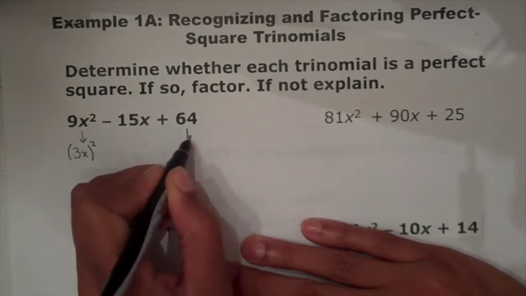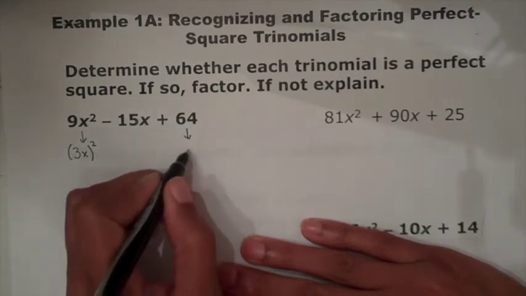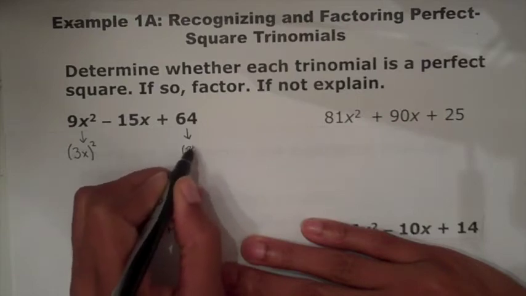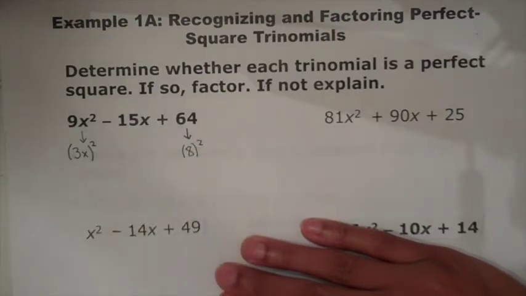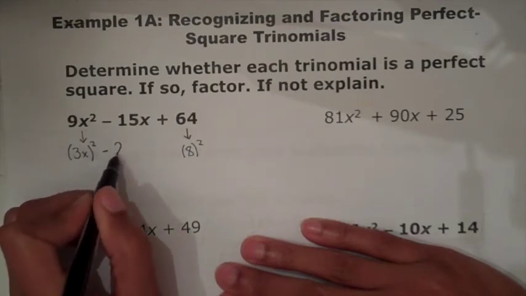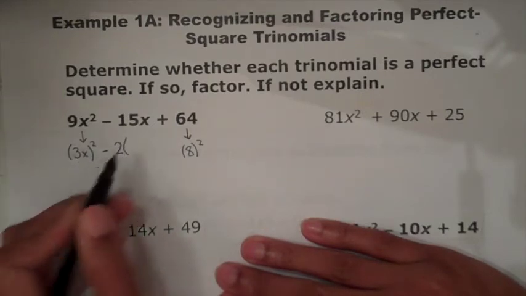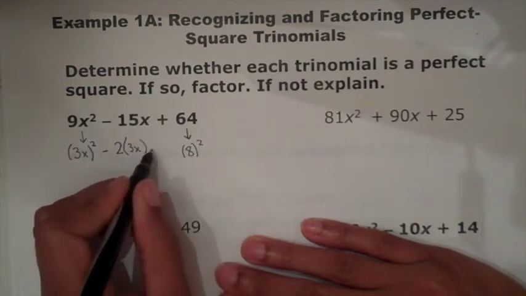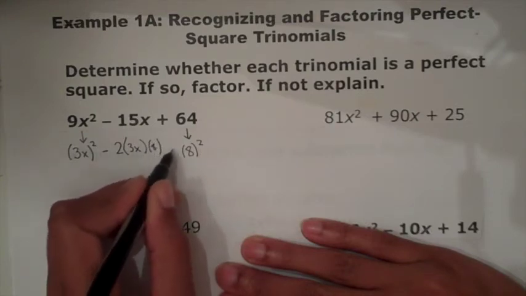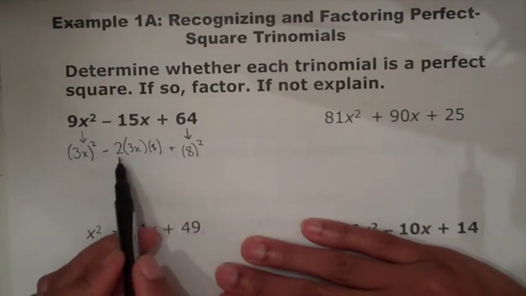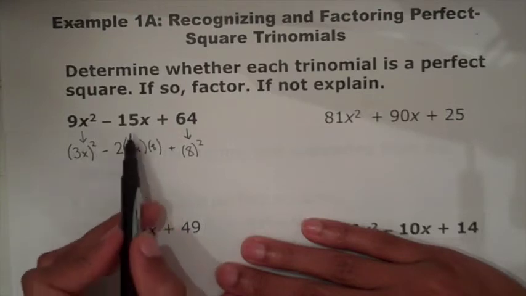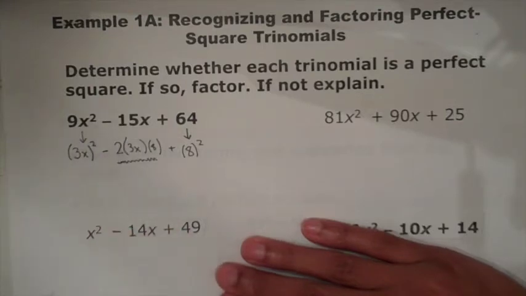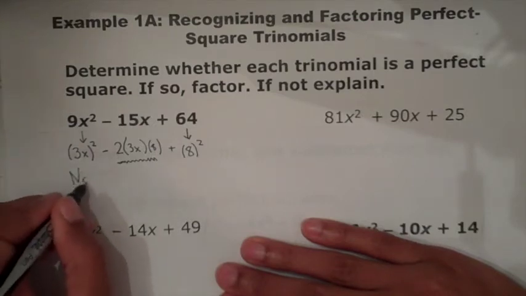What times what gives me 64? 64 is 8 squared. Now I check my middle term. The middle term needs to be 2 times the first one, which is 3x, times the last one, which is 8. Okay, is 2 times 3 times 8 equal to 15? So this is not in fact equal to 15, so this is not a perfect square.